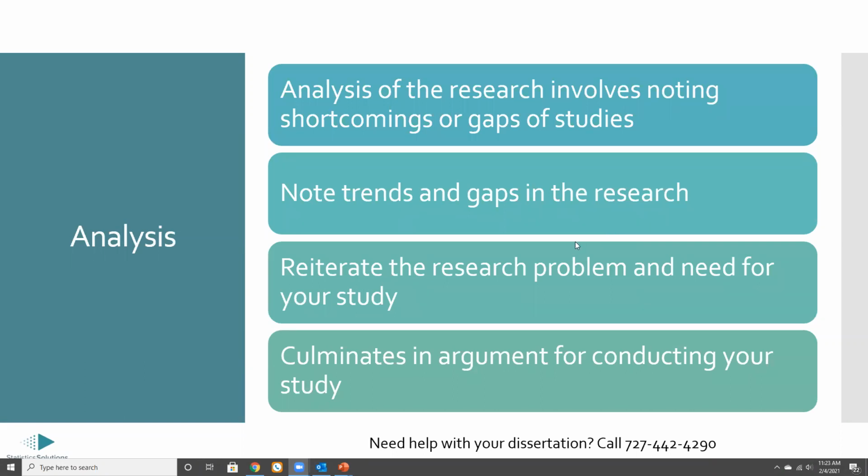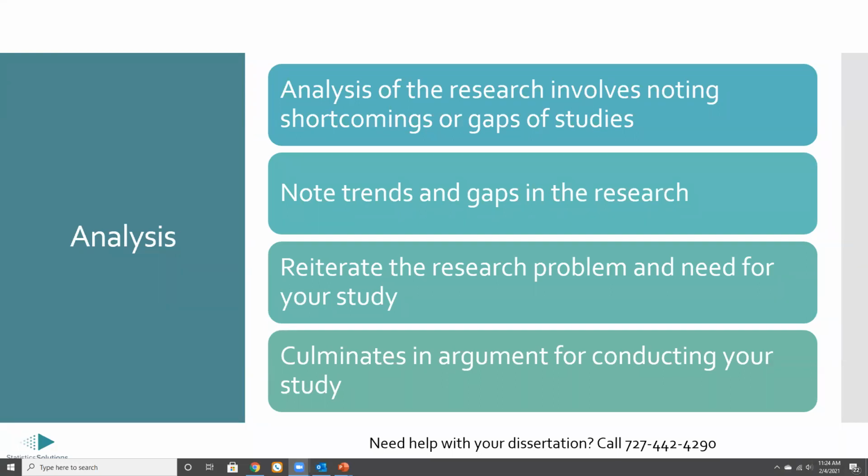Okay, so analysis 2 is you want to do some analysis as you're writing your lit review too. So you're commenting on the studies as well. That means, how well the studies seem to be doing what they're doing. They may have shortcomings or gaps. So-and-so conducted this study that was really on target in some ways, but it didn't cover certain important things. You can note those shortcomings or those gaps.